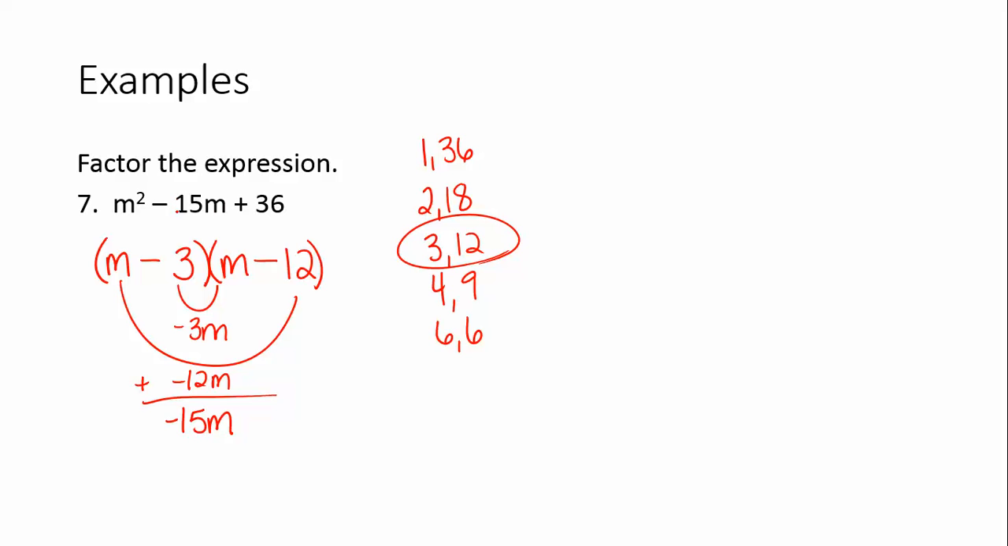Remember, when I'm doing this method, this is just a check. This is not actually a step to the problem. Some of you are going to be able to do this part in your head, and that's fine, but I'm just checking to make sure that if I foiled that back, I got my problem. When you foil your answer back, you must get the original problem or you didn't do it correctly.